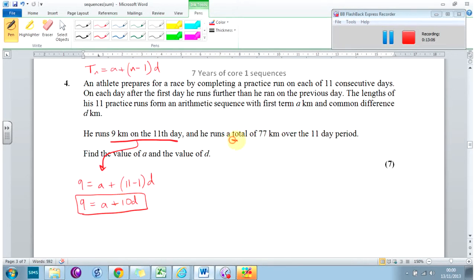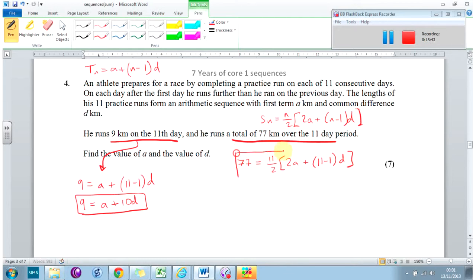So our second equation comes from this. This is a sum problem. So Sn is equal to n over 2, 2a plus n minus 1 d. So the total, that's the clue for it. So we know that the total is 77, and it's over 11 days. So it's 11 over 2, and then we have 2a plus, and we know that n is 11, plus 11 minus 1, and we don't know d, and that's our second formula.